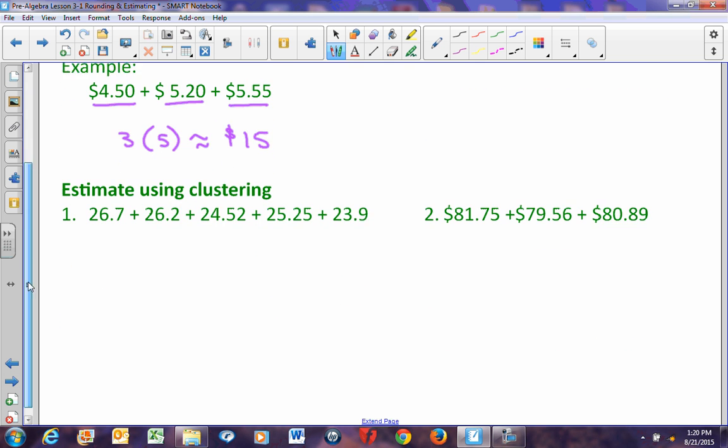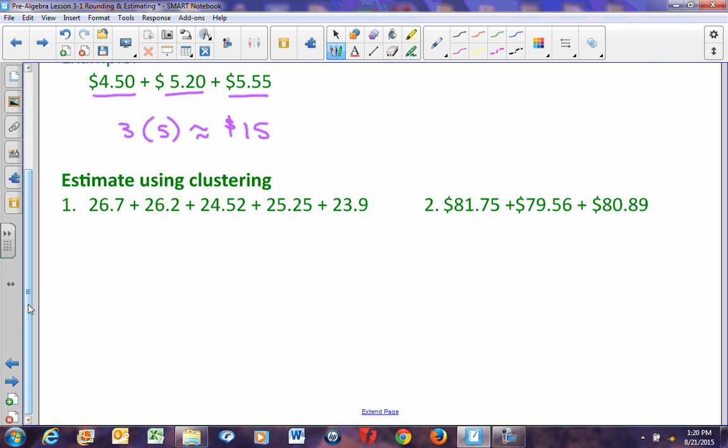So let's take a look at this. We're going to estimate using clustering. 26.7, 26.2, 24.52, 25.25, 23.9. These are all very close to 25. A little above, a little above, a little below, right on, a little below. So they'll balance out to about 25. And there are 1, 2, 3, 4, 5 of them, 5 numbers at about 25, which means approximately 100. And that's a fairly close estimation.